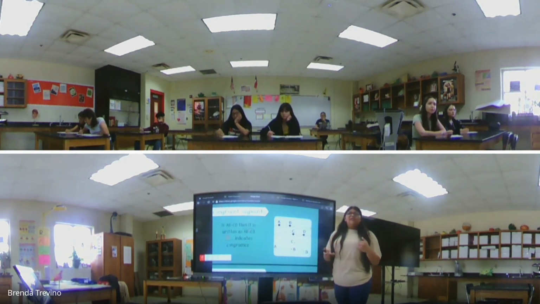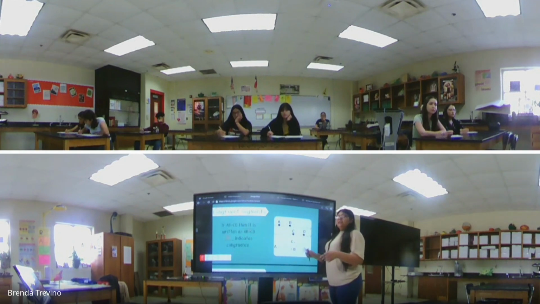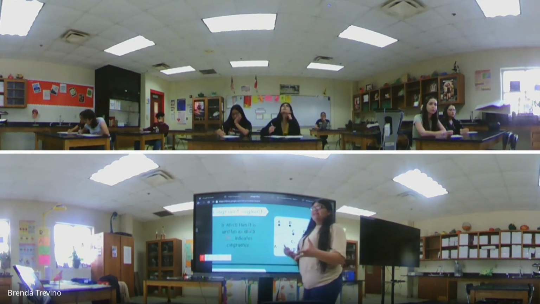Another way to show congruence is whenever you have two lines like these, but they have a little red line on them. This symbolizes that they're the same.